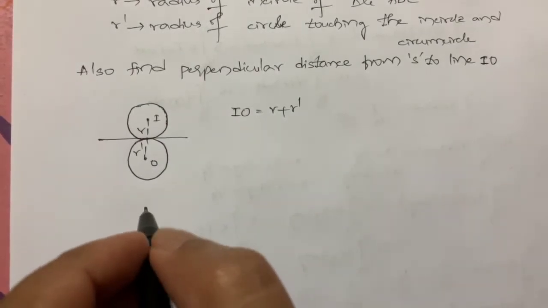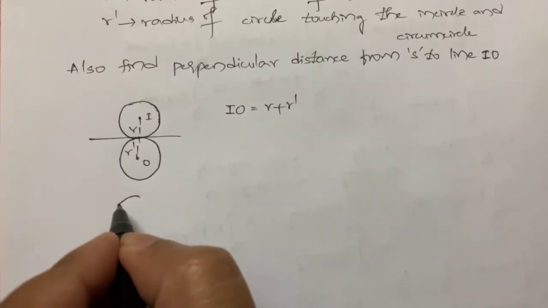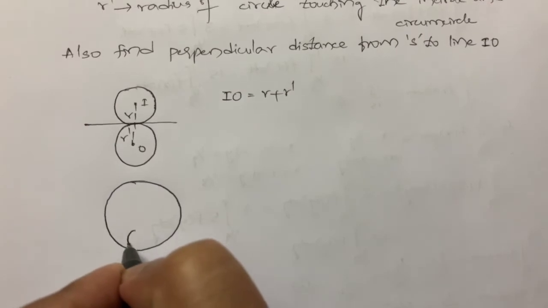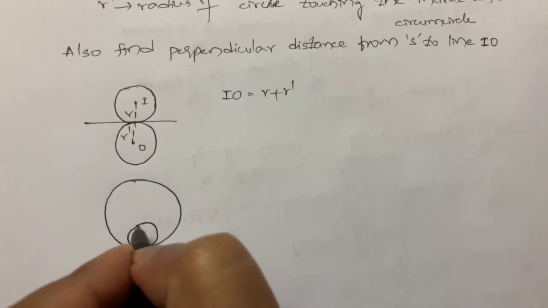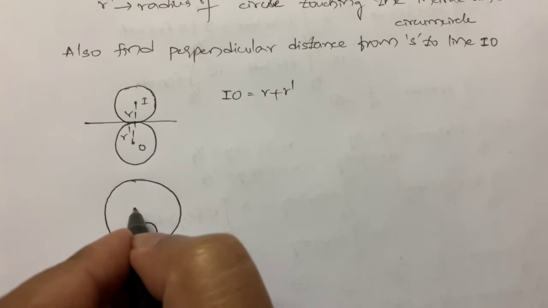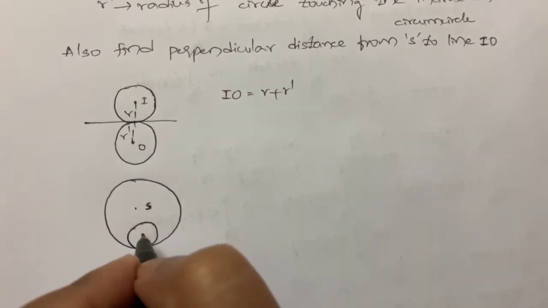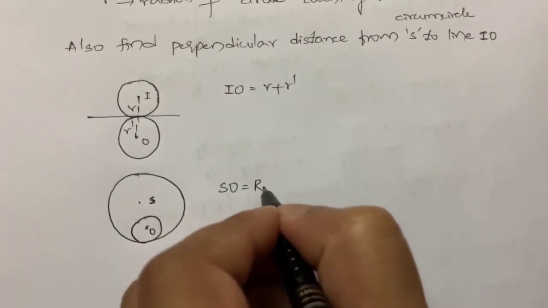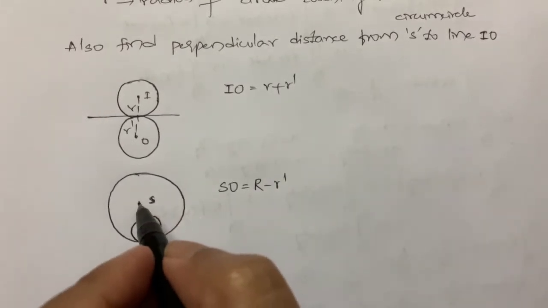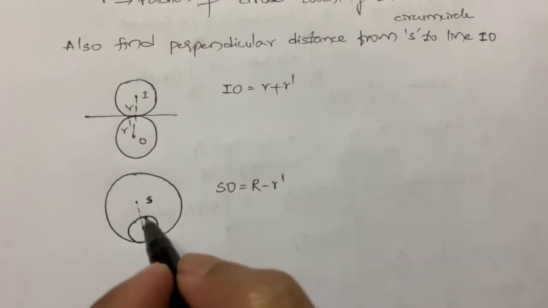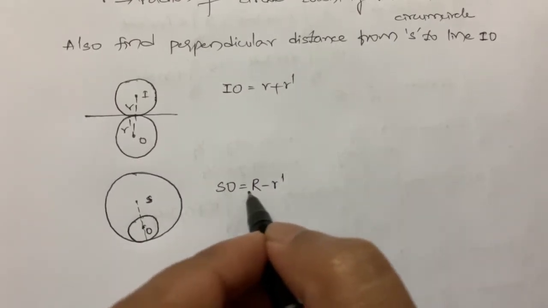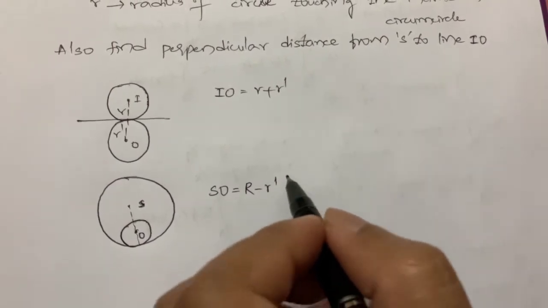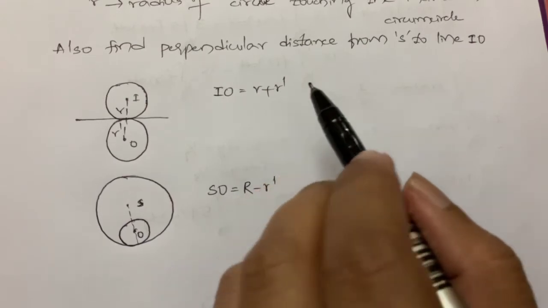and then there is a circumcircle and there is an incircle. I mean there is a circle which is touching it internally. So this circle's center is S, this circle's center is O. So SO is equal to capital R minus R dash, because these circles are touching internally. If they are touching internally, the distance between the centers is the difference of the radii of the two circles. So R minus R dash, and this one is r plus r dash.